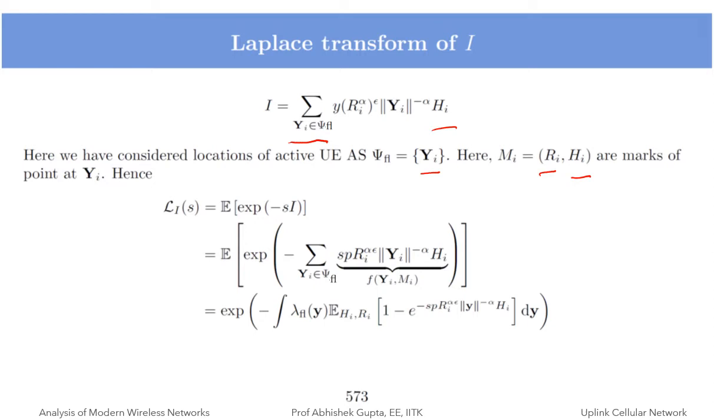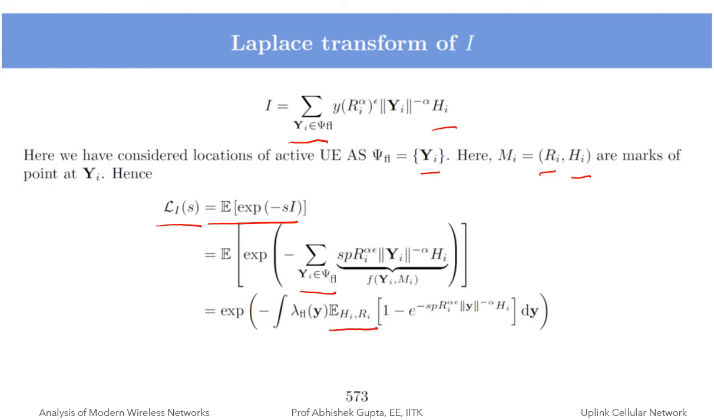We have already computed the distribution of R_i and H_i, and we assume that they are independent. So the Laplace transform of interference can be computed in the same way. From the definition, we know the Laplace transform is equal to the expectation of exponential of minus s times I. We just put it back and you get the expectation of exponential minus the summation of a function of y_i and m_i, where m_i is the mark. So we can apply the Laplace functional of the marked point process, and you will see it is the same as the PPP case. The only thing is there will be one expectation with respect to the mark.